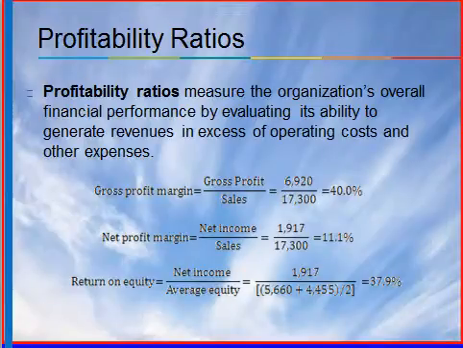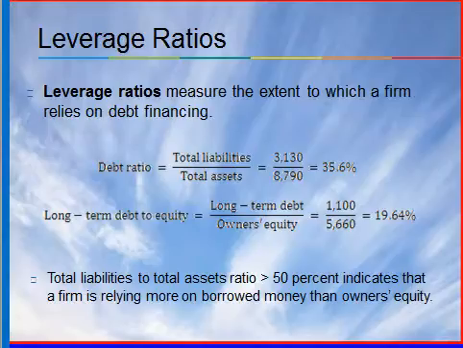The profitability ratios measure the organization's overall financial performance by evaluating its ability to generate revenues in excess of operating costs and other expenses. Here we see 3 profitability ratios: gross profit margin, net profit margin, and return on equity. Lastly, we have the leverage ratio category. Leverage ratios measure the extent to which a firm relies on debt for financing. Here we have our debt ratio and our long-term debt to equity ratio.